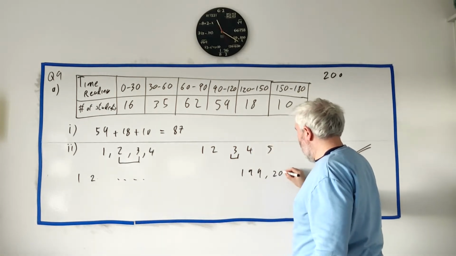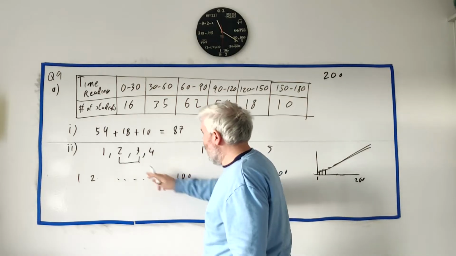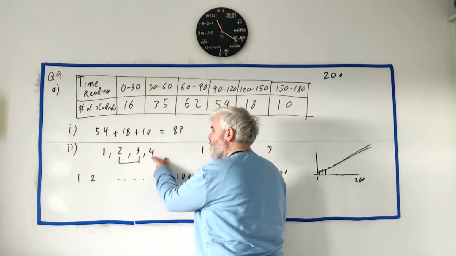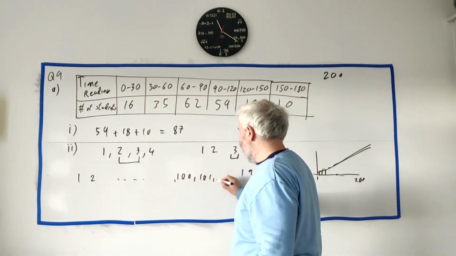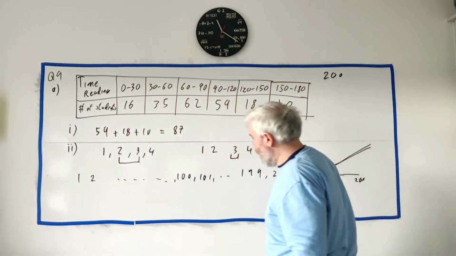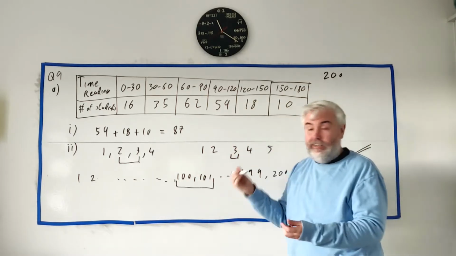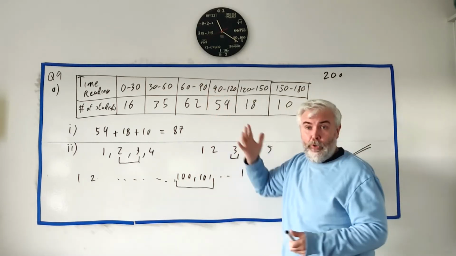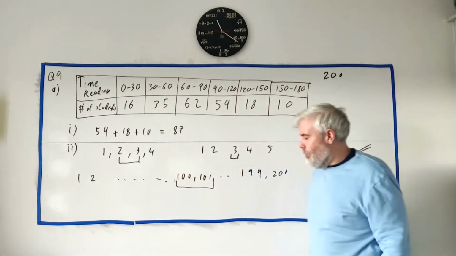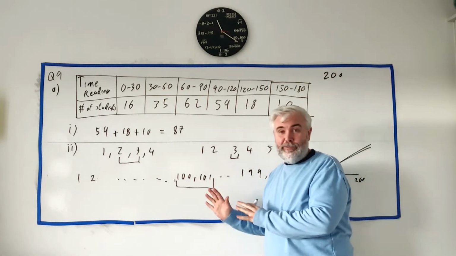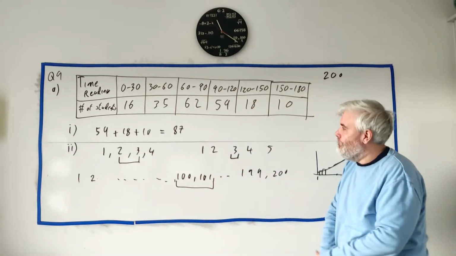199, 200. The middle, our guess would have been 100, but this should tell you it's actually 100 and the next guy, 101. So these are the people we're looking for. Now, in this question, they're the same people. They're both in the same bucket. But we're looking for the 100th person and the 101st person. And again, for this question, just the 100 will do. You're not going to lose any marks for doing this.